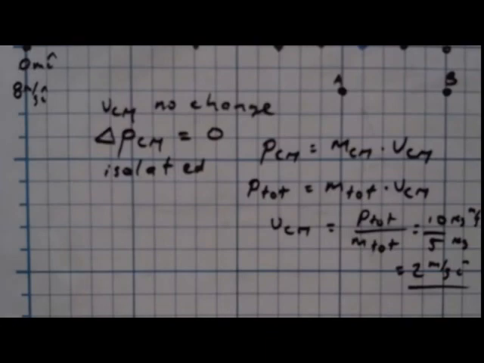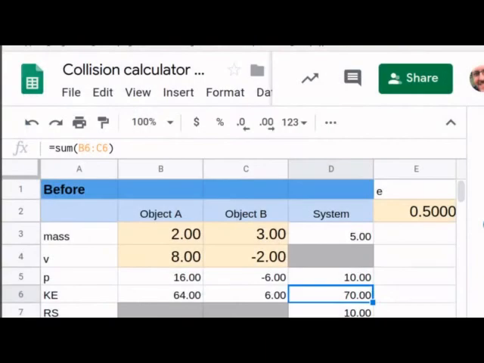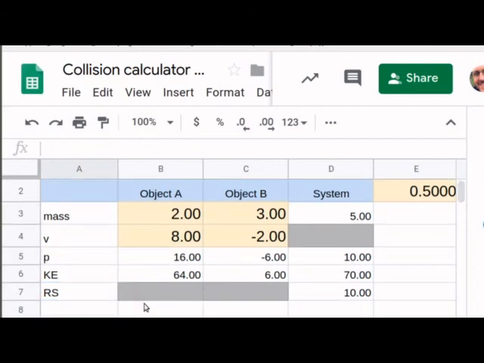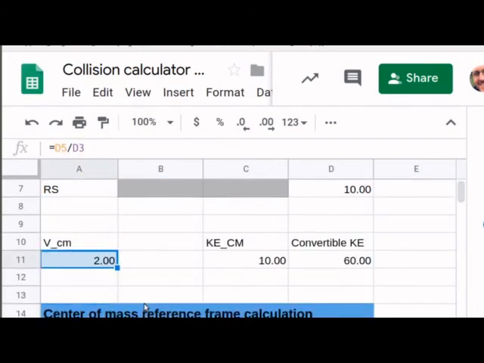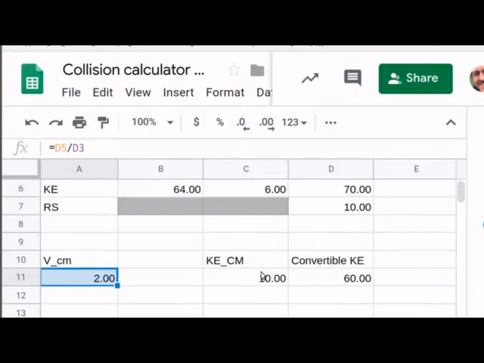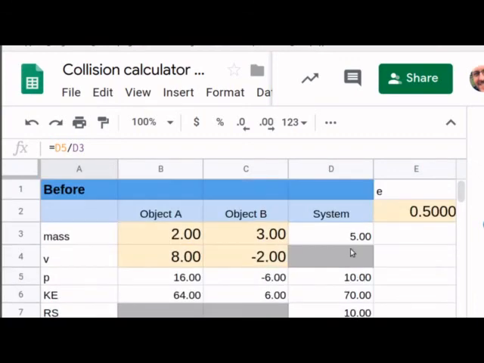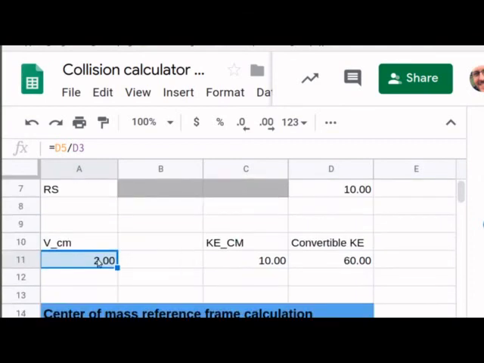All right, let's go back to the spreadsheet. So over here, this is the before table. You can see the total momentum of the system was 10, and the total mass of the system is 5. So I take 10 divided by 5, I get the velocity of the center of mass, and I have a cell that calculates that right here. It's 2. If you look at the calculation, it's taking D5 divided by D3. D5 was the total momentum, D3 was the total mass. So that's the velocity of the center of mass. We'll talk about this stuff in a few minutes, so we'll leave that aside.